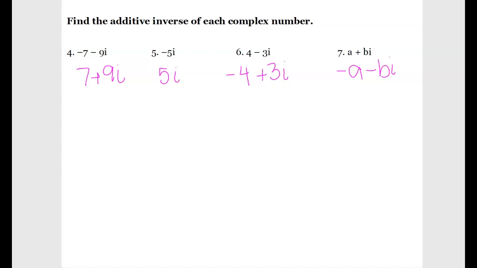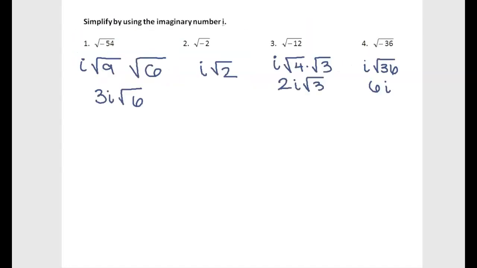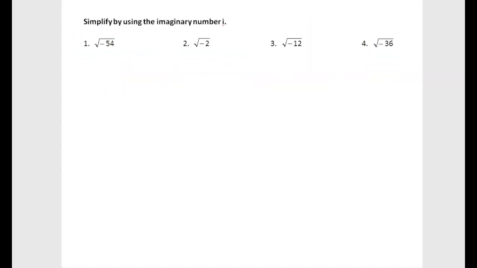So thinking back to the warm-up, we had square roots. Well, now we have square roots, but all of my square roots have negatives. So what happens is we think of these new problems by changing all of the negatives immediately to an i. So we're going to think of all of these problems as the square root of -1 times the positive square root of 54.